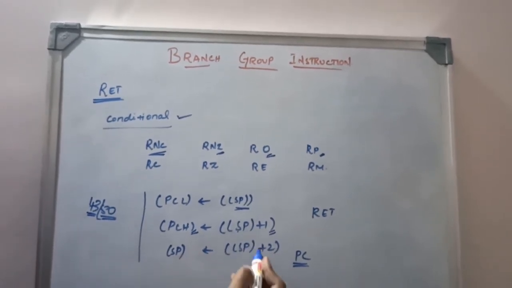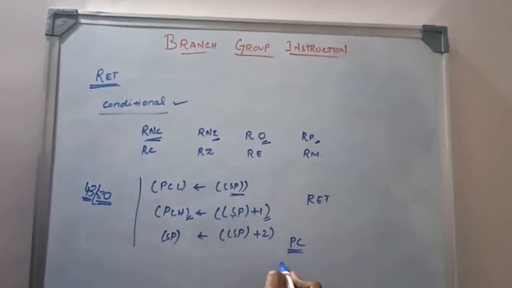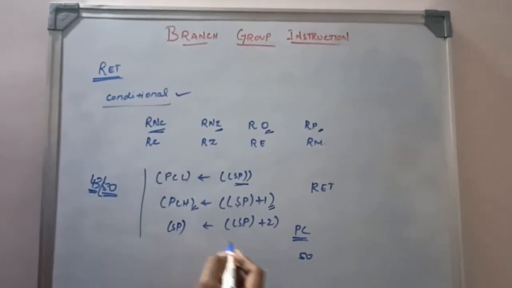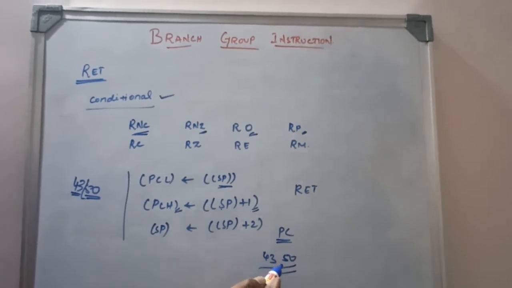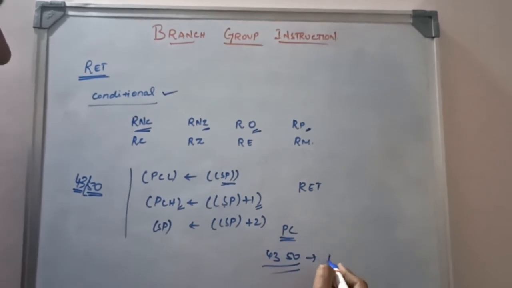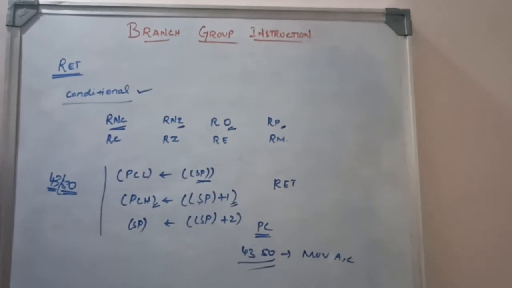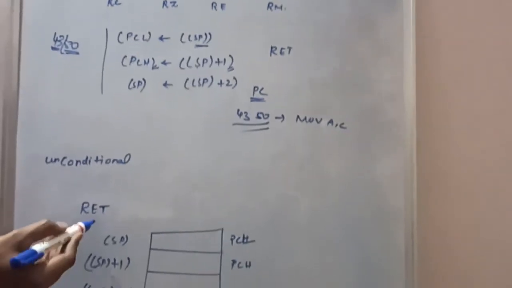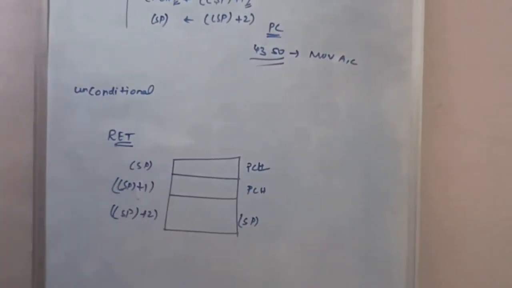Now you get the lower order address and also the higher order address from the stack pointer. So here you get first the lower order address 50 and then the higher order address 43. So it's the current execution instruction location for the main program. Whatever instruction is placed in this location, you can fetch and execute. The next one is the unconditional group. In the unconditional group, the same return instruction comes back to the main program without checking any condition.